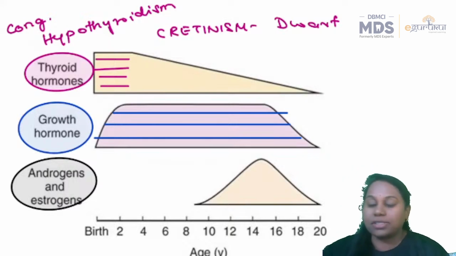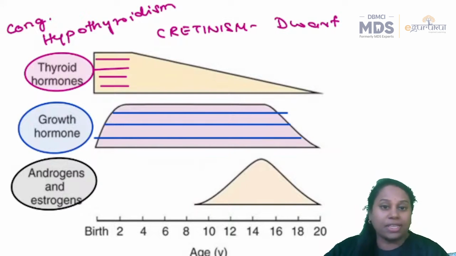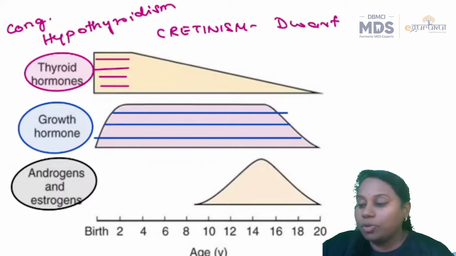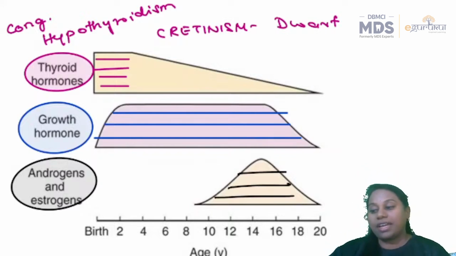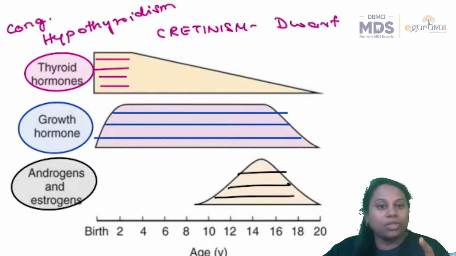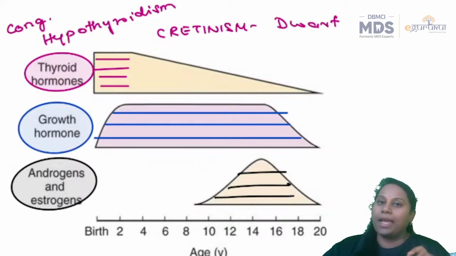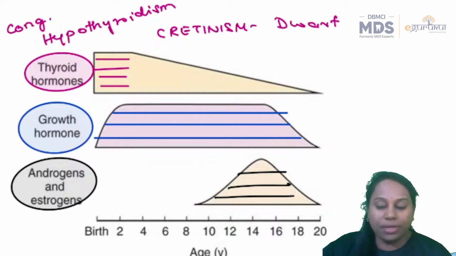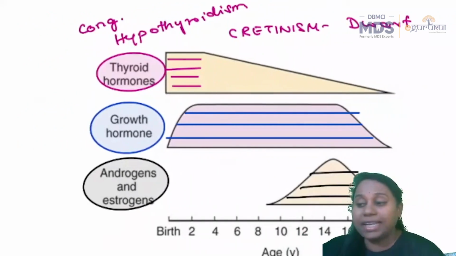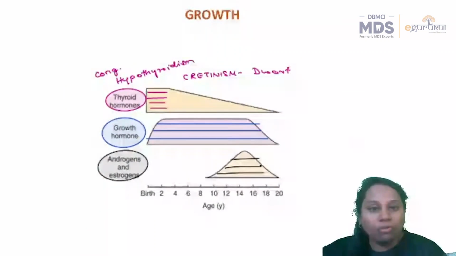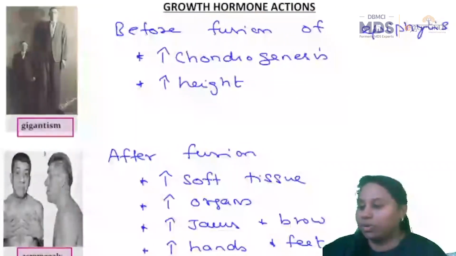What about androgens and estrogens, your sex hormones? As the name indicates, sex hormones help in pubertal growth. So the levels are high during the pubertal period, maybe from 9 to 19 years of life. Until you complete your pubertal growth, androgens and estrogens are important. So not only growth hormone, but along with growth hormone, thyroid hormone and sex hormones also help in growth. That is the effect of other hormones along with growth hormone on growth.